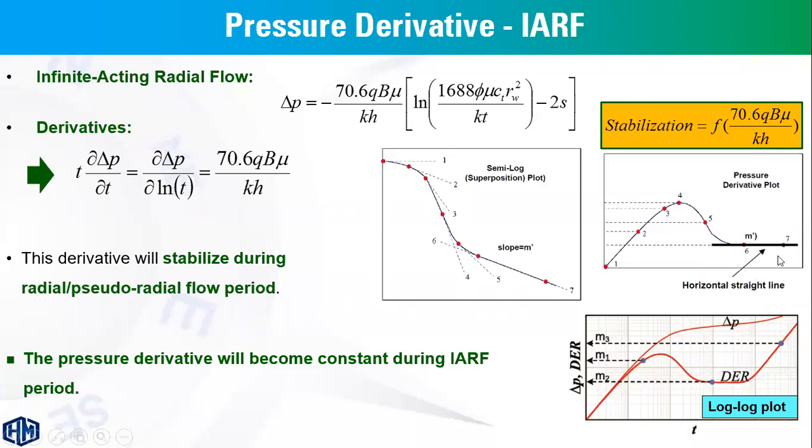As you can see, this stabilization line of the pressure derivative will be a function of these variables. Mainly, it's a function of the reservoir permeability, if we assume we have a constant flow rate, constant fluid properties like oil formation volume factor and oil viscosity, and constant net pay interval h. Therefore, the stabilization level of the pressure derivative during the infinite acting radial flow will be a function of reservoir permeability.